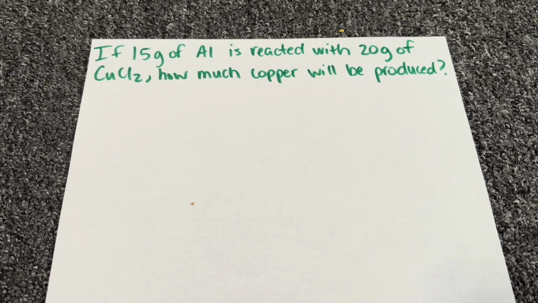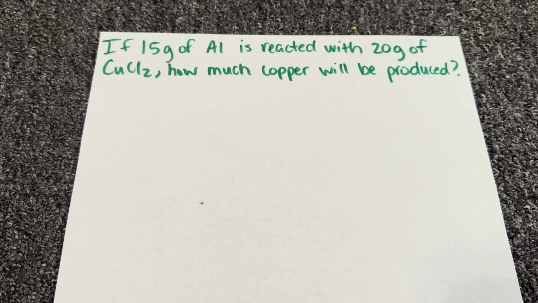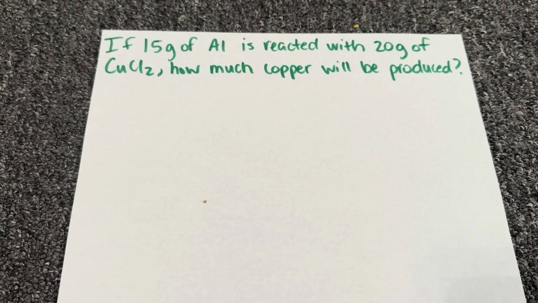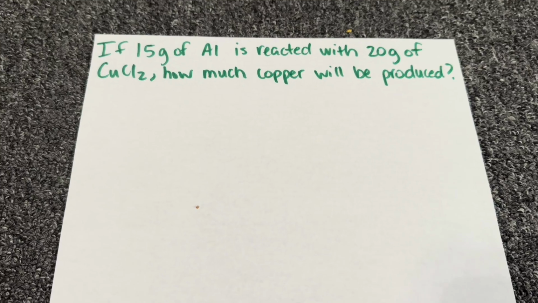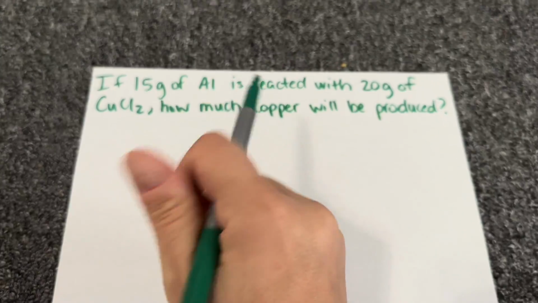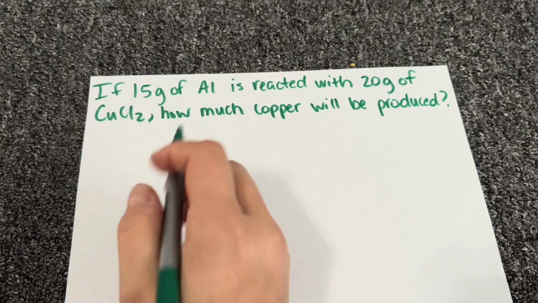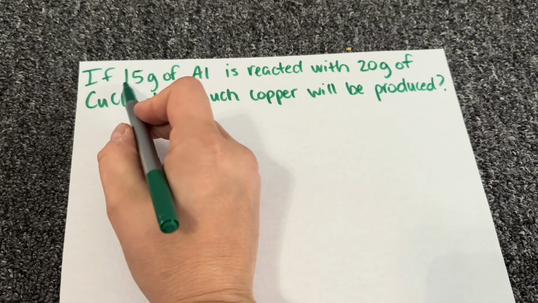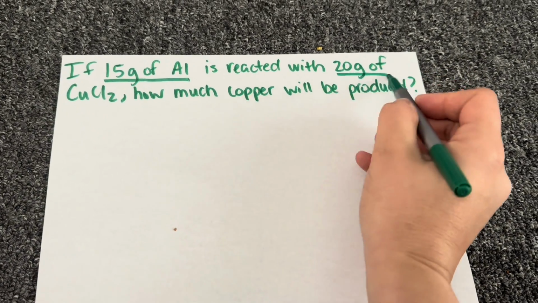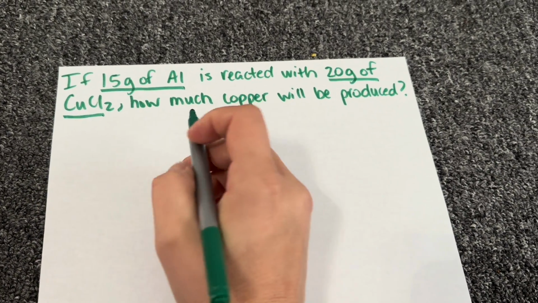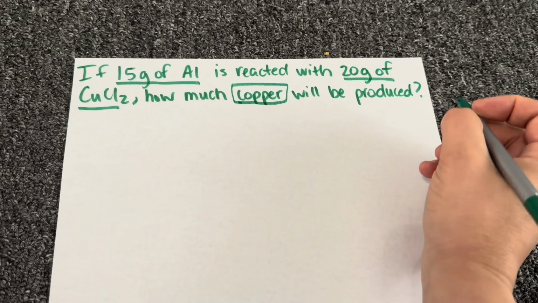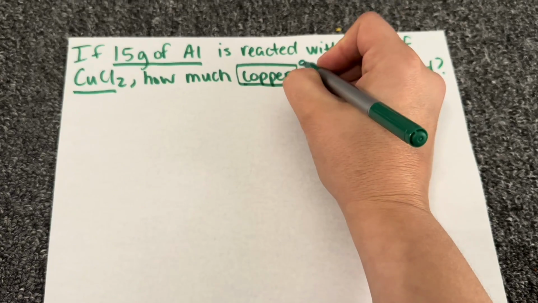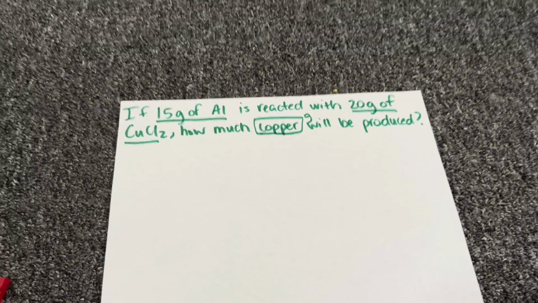These are arguably the most difficult in the chapter. If 15 grams of aluminum is reacted with 20 grams of copper chloride, how much copper will be produced? So, this problem, if we're using our strategy, let's look at the important things: 15 grams of aluminum, 20 grams of copper chloride, and I want to know how many grams of copper will be produced.